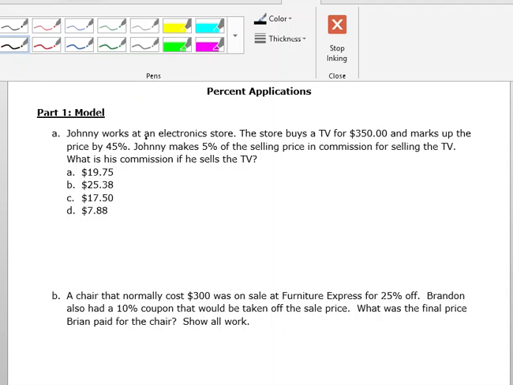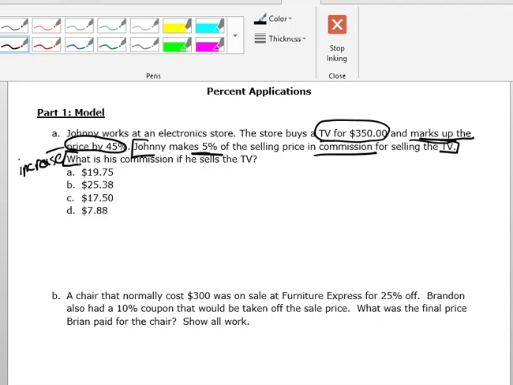Model 1. Johnny works at an electronics store. The store buys a TV for $350, and the markup, so they mark up the price by 45%. All right, so that's an increase. Johnny makes 5% of the selling price in commission for selling the TV.